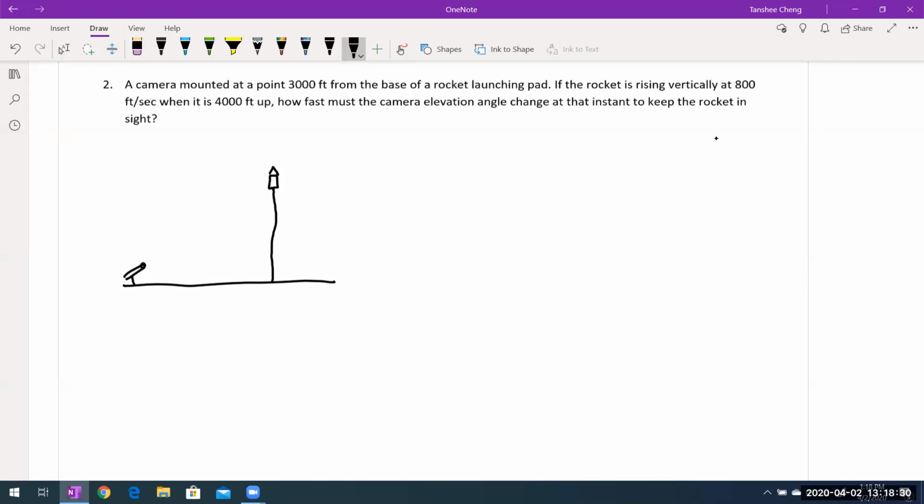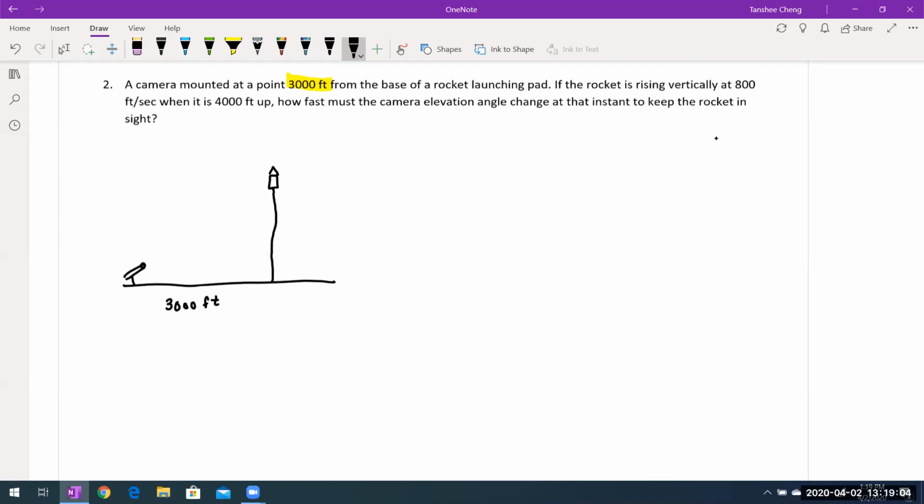So what we know from here is this camera is 3,000 feet away from the rocket. That number never changes. From this launching pad to the camera is always going to be horizontally 3,000 feet away. So that's what I was talking about earlier. This is a fixed number, so I can write down a numerical value in my picture.